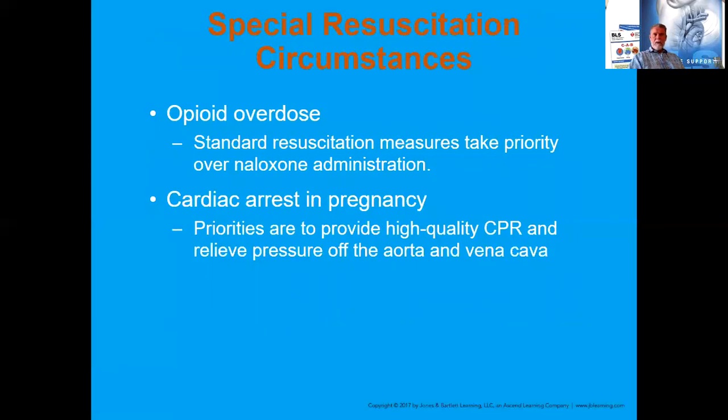Because if you do good compressions to the mom, that's going to ultimately feed her brain. It's going to keep the baby going. When you think about rolling someone over in the recovery position, the left lateral recumbent is where that comes from, is that baby can actually shift and impinge upon the superior vena cava, puts pressure on the aorta.